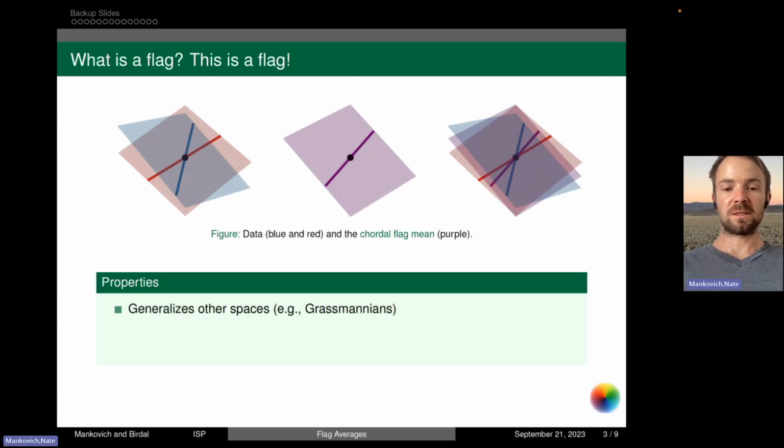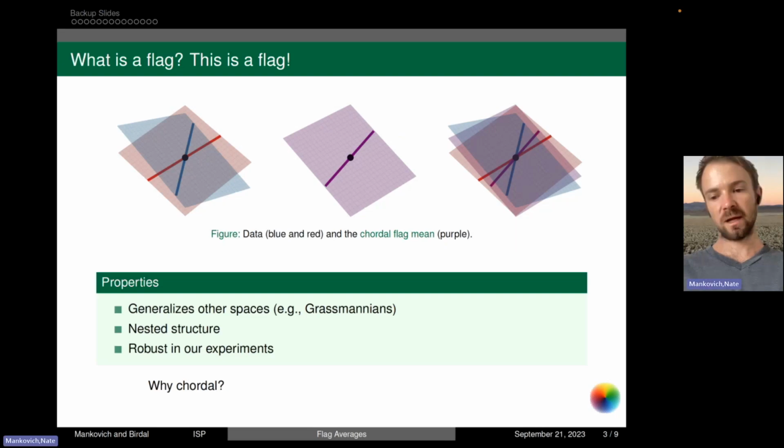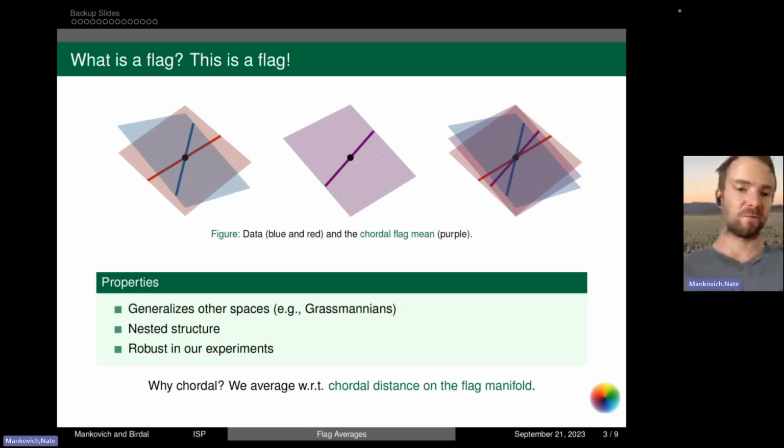So there are some properties of these things. Flags generalize other spaces like Grassmannians. They have a nested structure, and we found that they're actually robust in our experiments. So why do we say chordal flag mean and chordal flag averaging? Chordal flag mean is for averaging with respect to the chordal distance on the flag manifold.